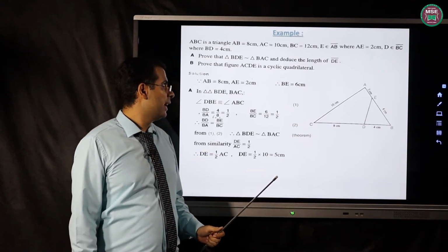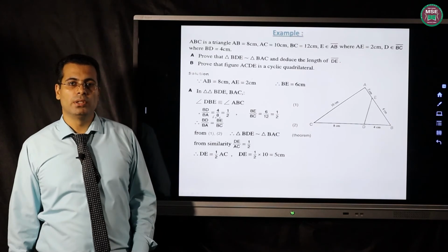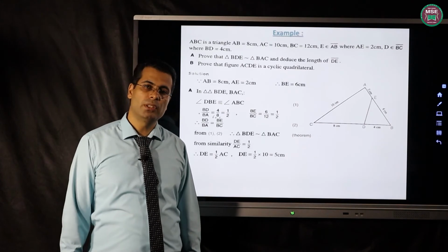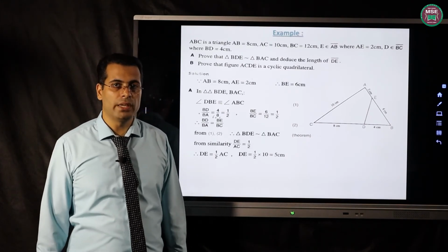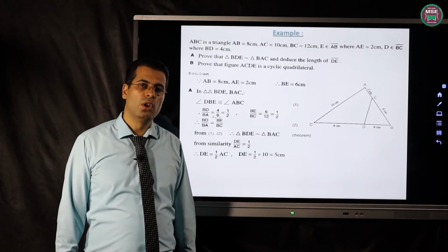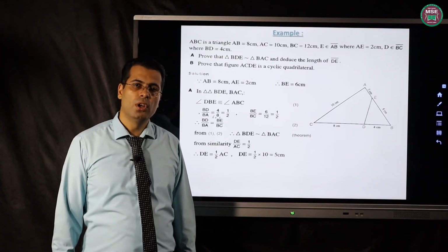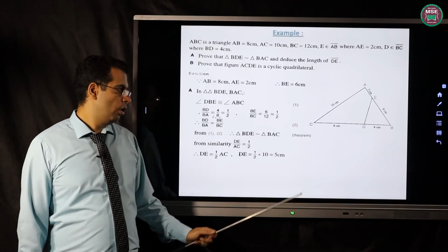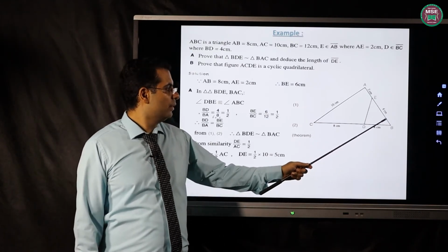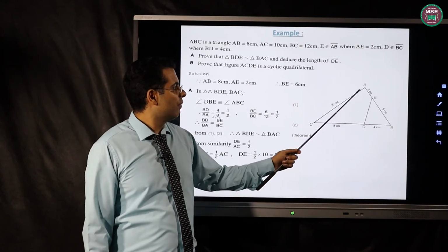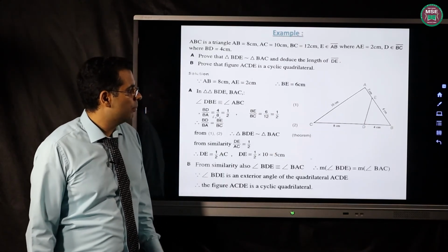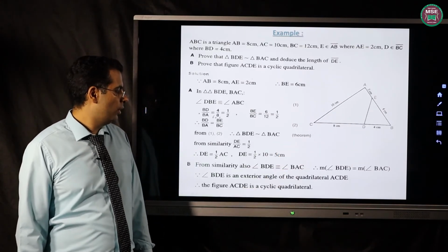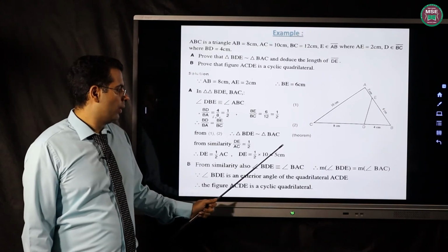We want to prove that ACDE is a cyclic quadrilateral. Let's remind ourselves of the cyclic quadrilateral. We have 3 conditions; one of them is enough. First one, if the two angles drawn on the same side are equal, or the opposite angles are supplementary, or the exterior angle at a vertex equals the interior angle opposite to it. From similarity, we can prove that the measure of angle BDE equals the measure of angle A, and BDE is an exterior angle of the quadrilateral AEDC. Therefore, the figure is a cyclic quadrilateral.